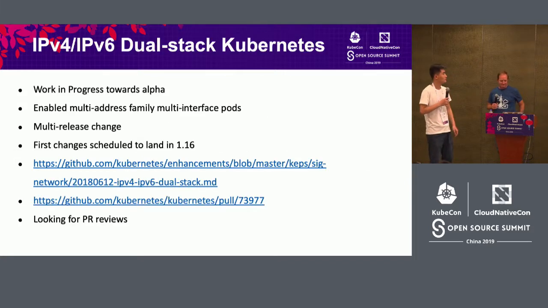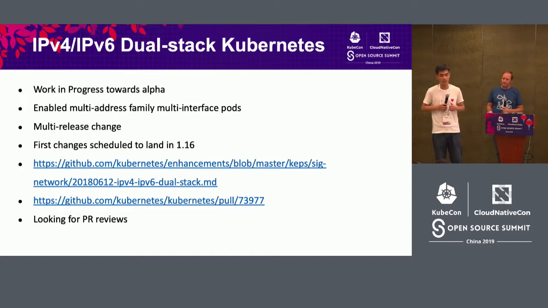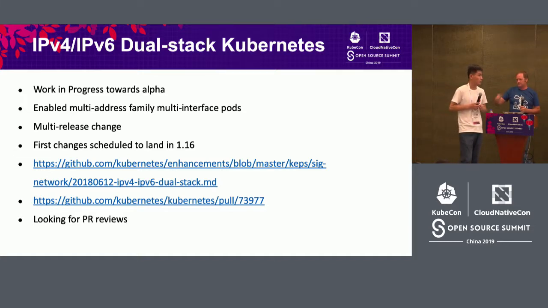Okay, the next one is about networking. We have been working to support both IPv4 and IPv6 dual stack Kubernetes. As you know, the current Kubernetes can only run one stack, either IPv4 or IPv6. So we're working on a proposal to add dual stack Kubernetes, and we have one pull request which is still under review, so we have listed the pull request here.